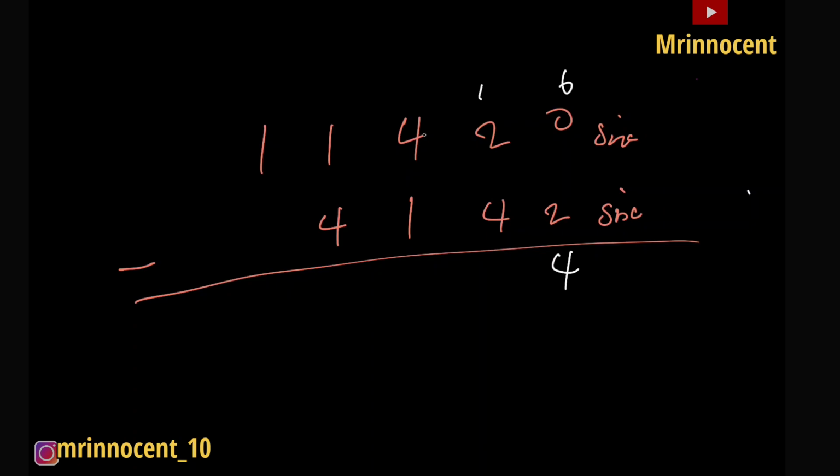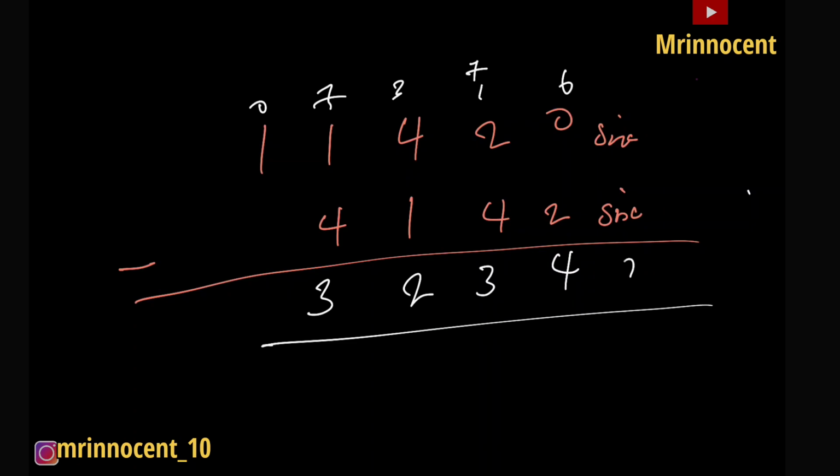1 minus 4, cannot, borrow 1 here, call it 6. 6 plus 1 is 7. 7 minus 4 is 3. This one is 3 minus 1 is 2. 1 minus 4, cannot, borrow 1 here, call it 0. Borrow 1 here, call it 6. 6 plus 1 is 7. 7 minus 4 is 3. All in base 6.